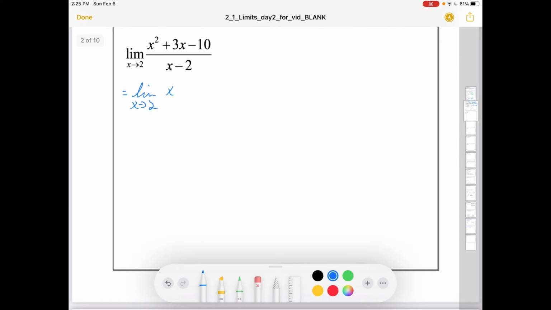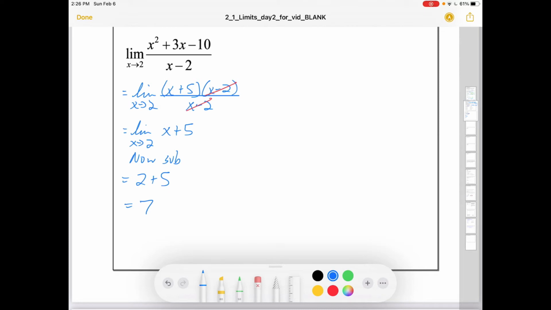So the top factors as x plus 5, x minus 2. And you can see right now, we can divide out factors of x minus 2 on top and bottom. And we can do that because x is not 2. x is just really close to 2. And we get rid of our whole problem, and now we sub. So we can put in 2 now that our problems are gone for x, and we get this limit of 7.